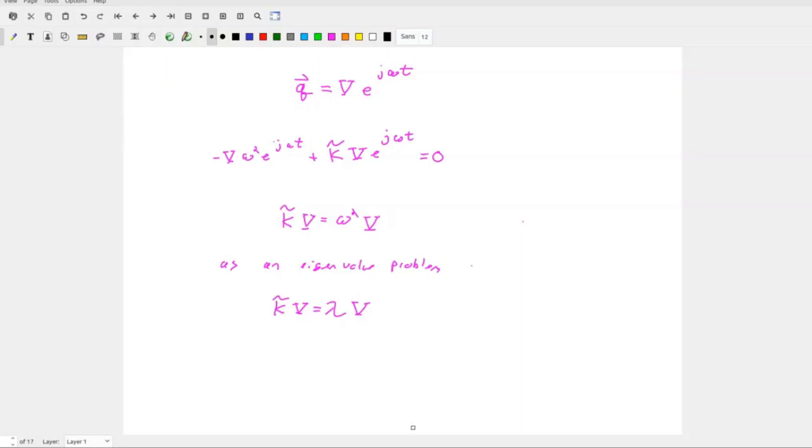Right? Now, if I look at this one more time, I say, okay, well, just lambda is equal to omega squared. Or omega is equal to the square root of lambda. Right? I can go back and forth between those. And that's how I can get my natural frequencies from my eigenvalues. And K is symmetric, so it's a symmetric eigenvalue problem.